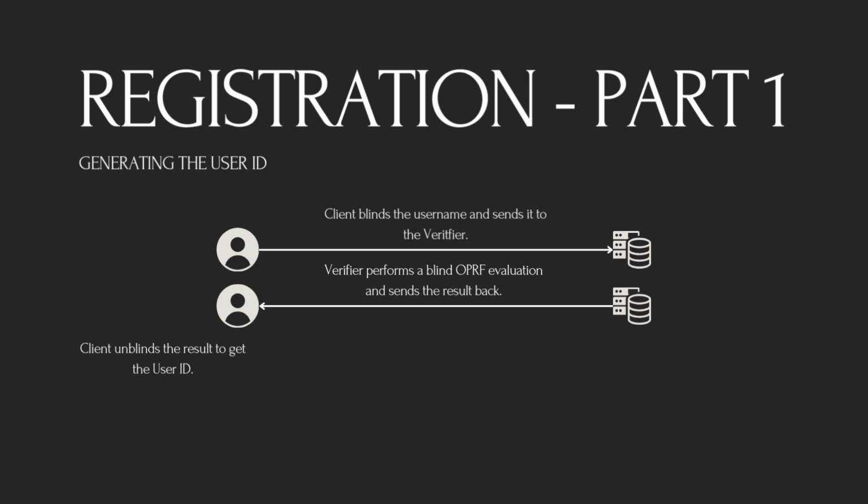First, the client takes the username, blinds it, and sends the blinded username to the verifier. The verifier performs an OPRF evaluation on the blinded username and sends back the blinded evaluation to the client. At this point, the client unblinds the OPRF evaluation to obtain the user ID. Note that the verifier still does not know the username or user ID at this stage.